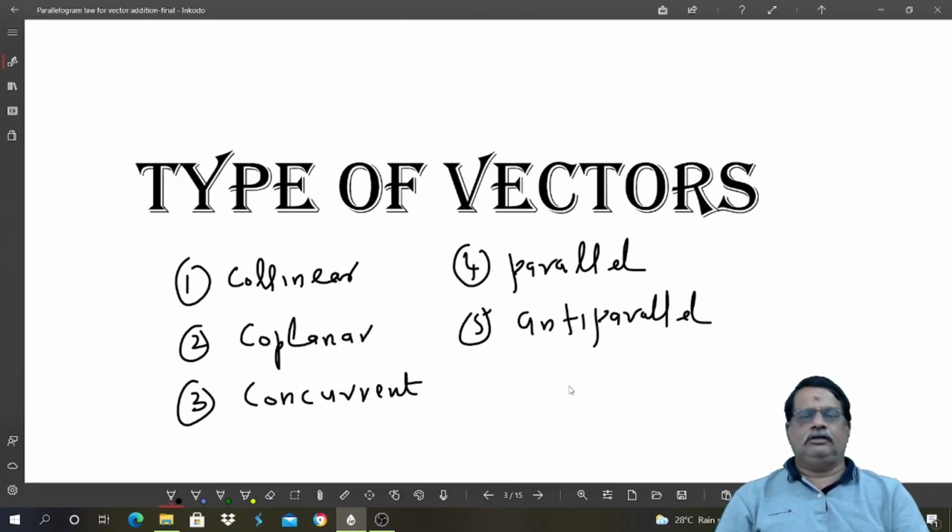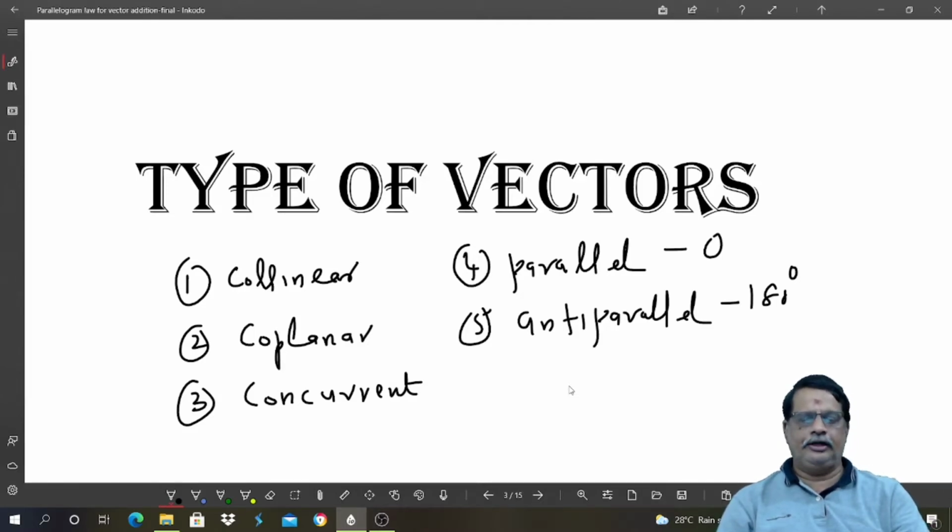Collinear vectors are the vectors which lie in the same line. If you have two or more vectors lying in the same line, they are called collinear vectors. Coplanar vectors lie in the same plane. So suppose I have two vectors, two of them lie on this table, they are called coplanar. Then concurrent, if you have two or more vectors meeting at a point, they are called concurrent vectors. Parallel vectors, you know the angle between them is 0, and anti-parallel vectors, the angle between them is of course 180 degrees.